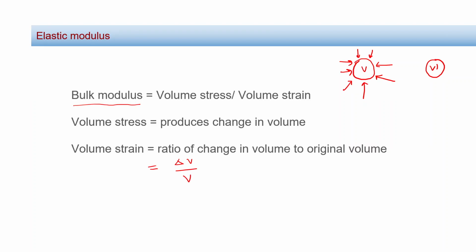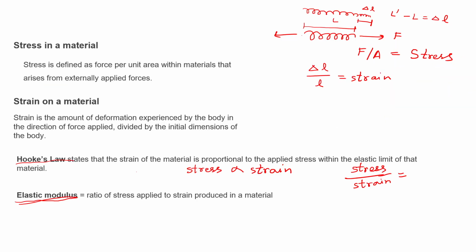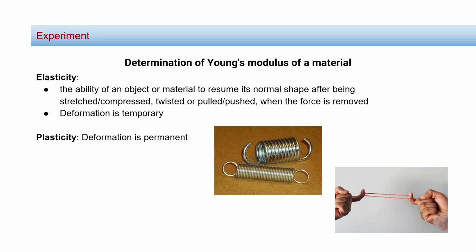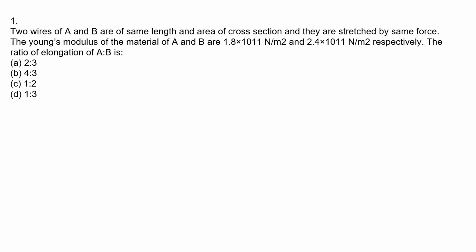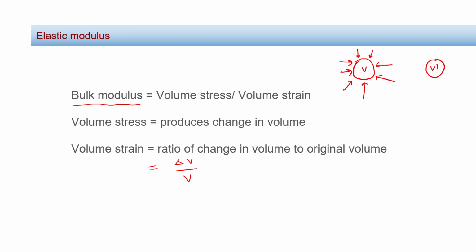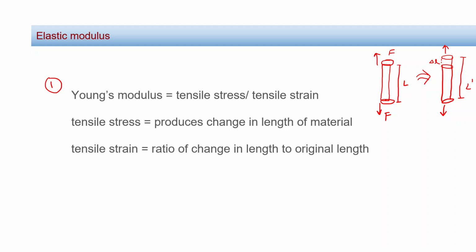Now let's do some questions based on our understanding of stress, strain, elasticity, plasticity, and the elastic modulus. We'll do some problems based on these things. So the first question is, let me explain something here. We'll need this formula also. I have just defined that Young's modulus is the ratio of tensile stress to tensile strain.